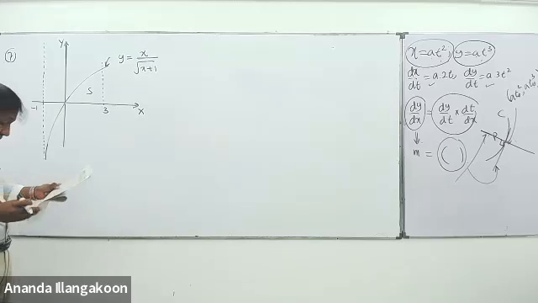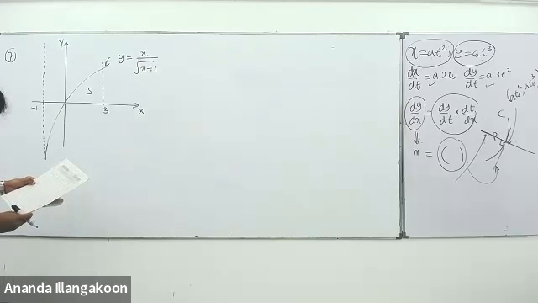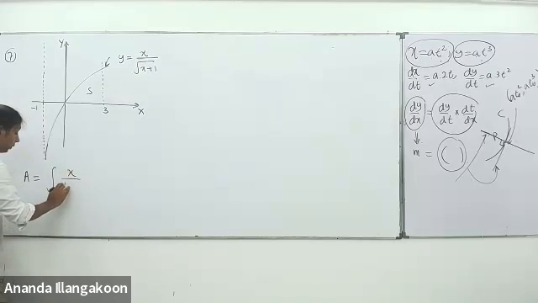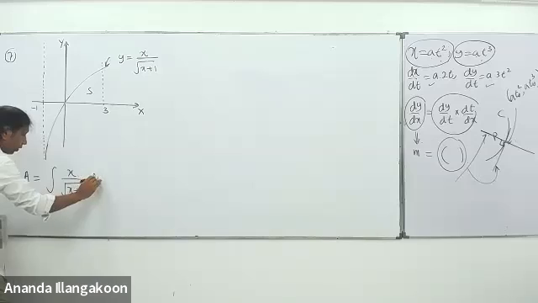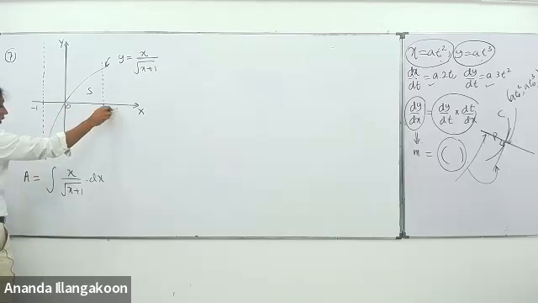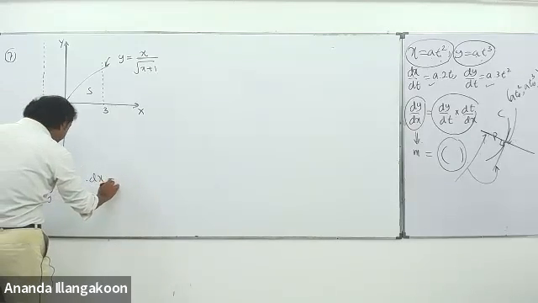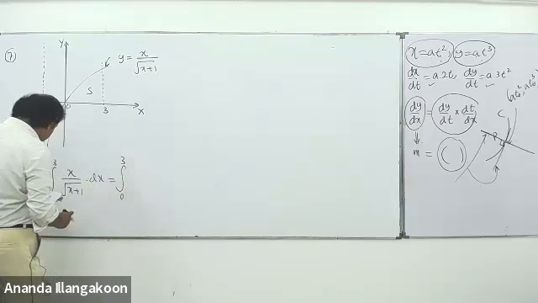What is first, people? Let S be the region enclosed by the curves. Show that the area of S is 8 by 3. How to find the area? Area: integrate this, x over square root of x plus 1, with respect to x. What are the limits? Here x equals 0, here x equals 3, so 0 to 3.